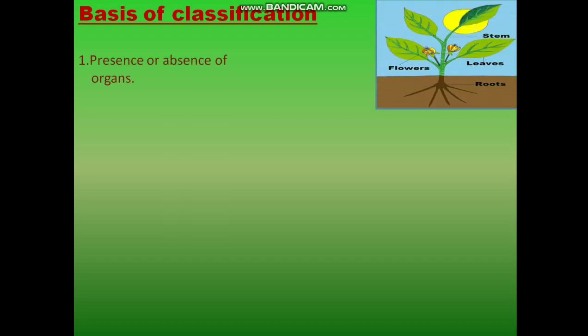Basis of classification. There are various criteria for classifying plants. We will see them one by one. The first one: presence or absence of organs is the first criterion for classification of plants. As you can see in the picture, plants have various organs like stem, root, leaves, flowers, etc. Presence or absence of these organs plays an important role in classification.